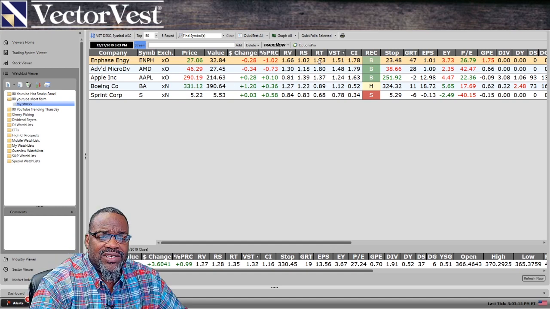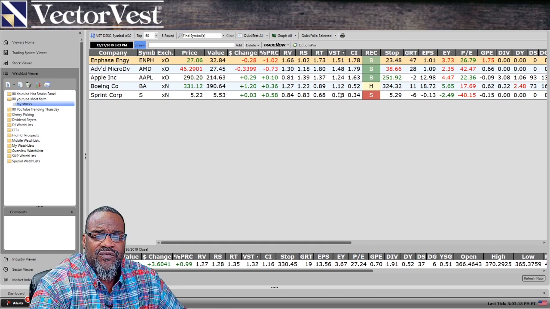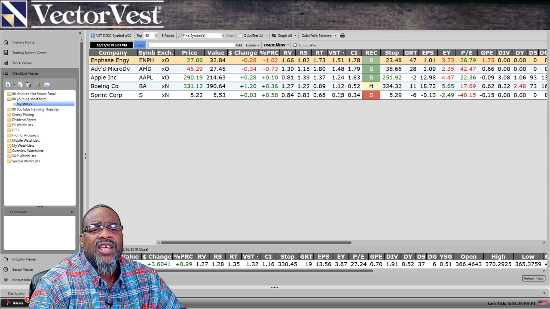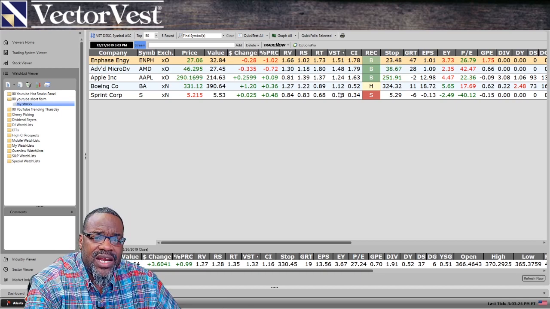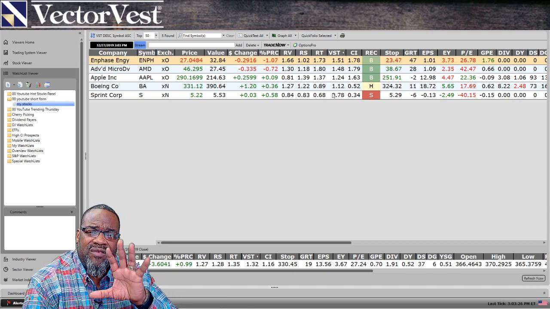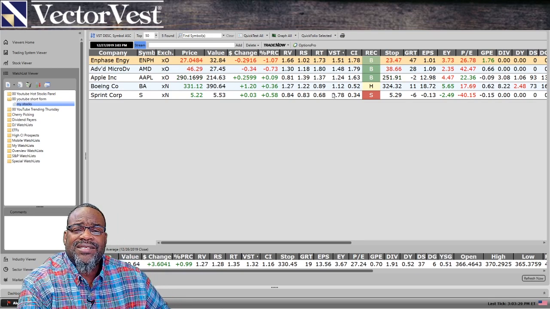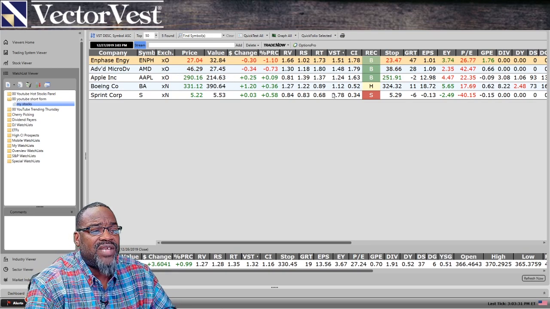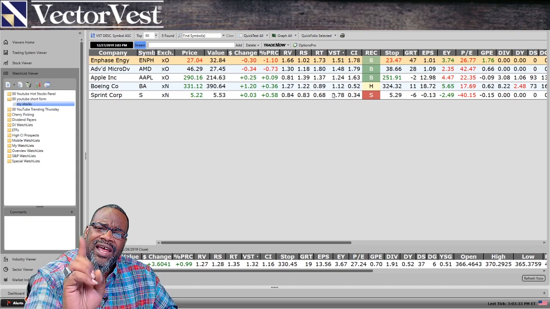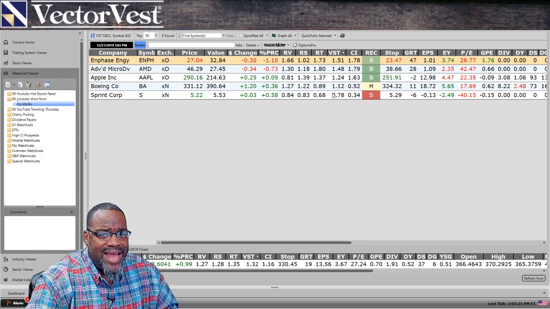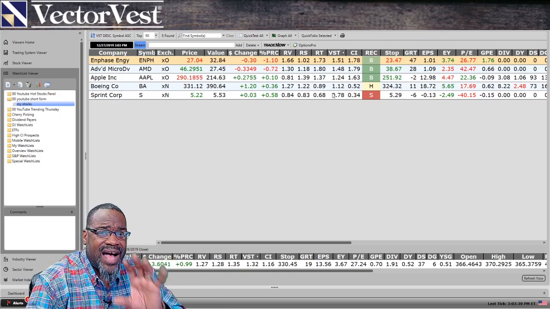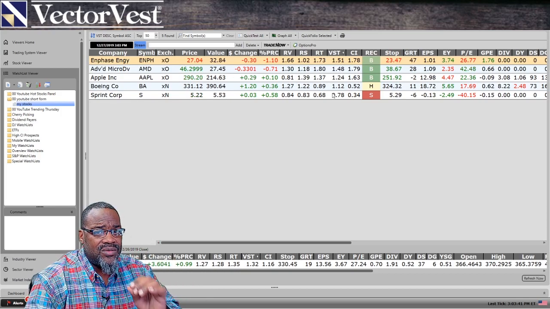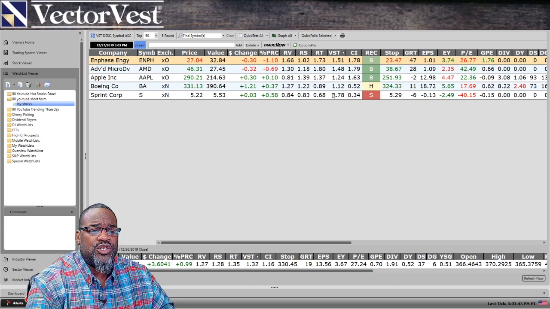Let's start with ENPH. ENPH is at the top of the list. Anytime you pull up a VectorVest list in the software, it is always going to be ranked by VST because it is our master indicator. So at the top of the list, out of these 5 stocks, the stock that has the best combination of value, safety, and timing is ENPH. Now, that doesn't mean it is the best stock in the database. It is the stock that's got the best combination of value, safety, and timing. That is important to note.